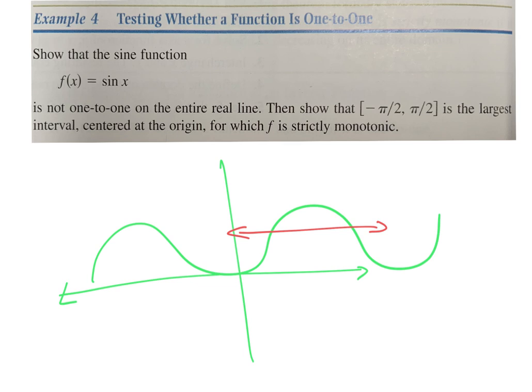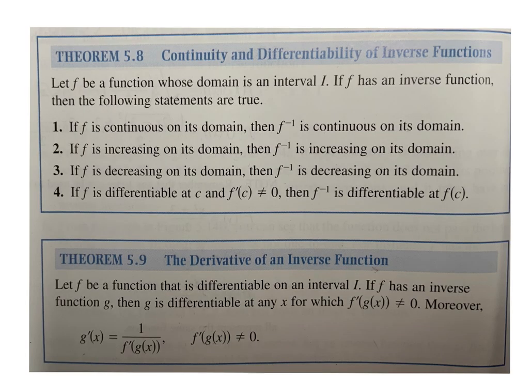So, all right, let's look at continuity and differentiability. So let f be a function whose domain is the interval I. If f has an inverse function, then the following statements are true. If f is continuous, then the inverse is continuous. If it's increasing, then the inverse is going to be increasing. If it's decreasing, it's going to be decreasing. If it's differentiable at c, and that does not equal 0, then your inverse is also differentiable at c.